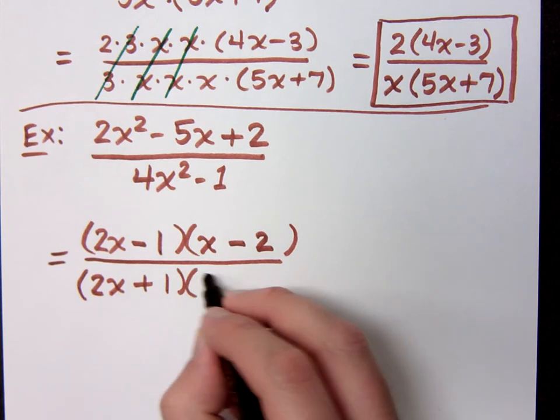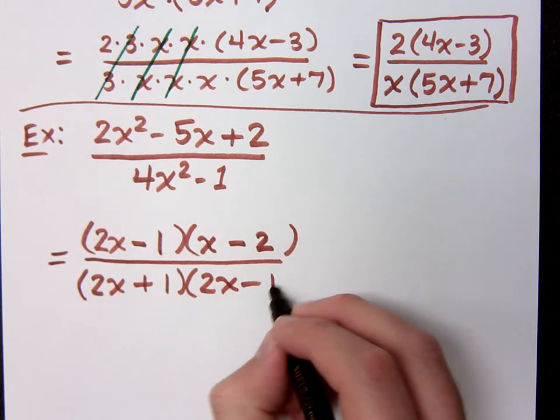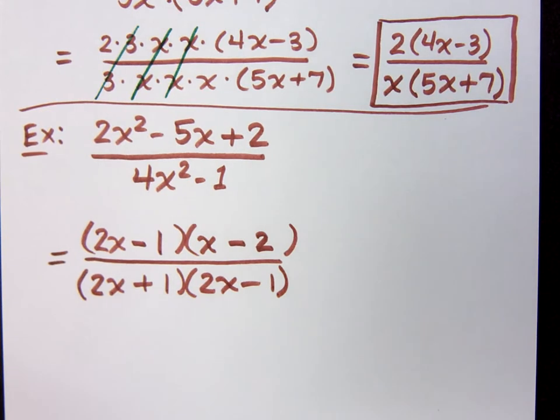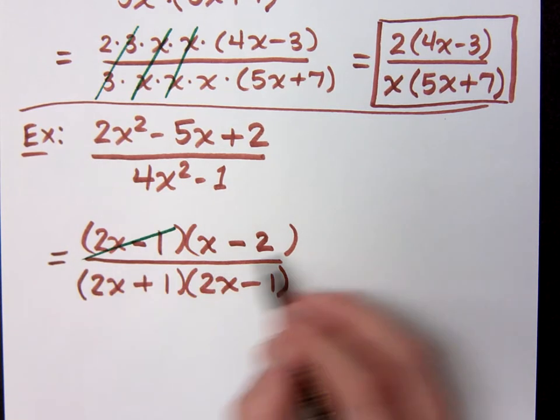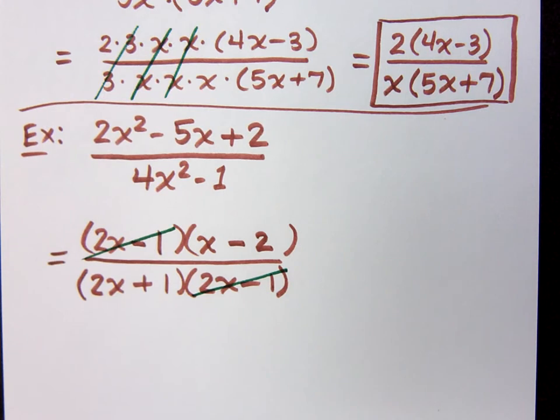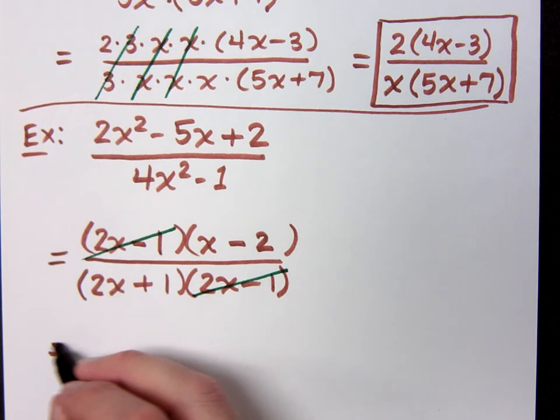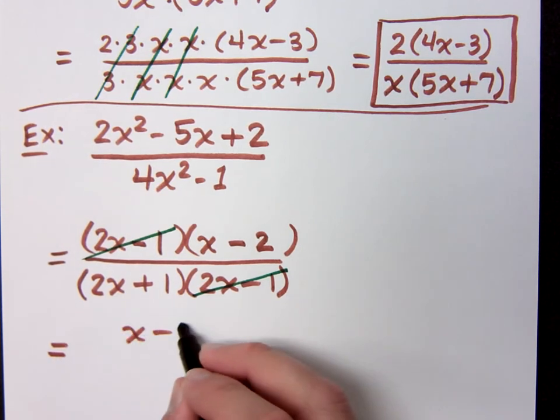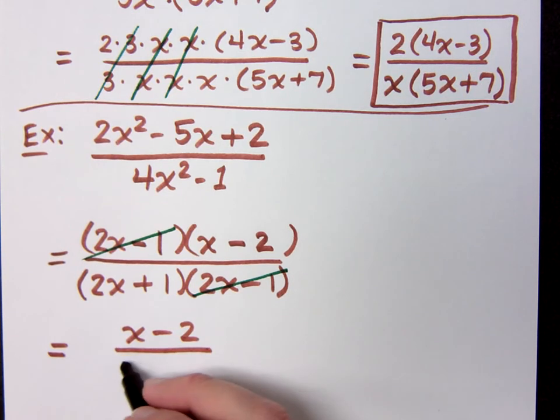2x plus 1, 2x minus 1 is the difference of squares. I told you I love the difference of squares. Then what do I do? The x minus 2 over 2x plus 1. So the 2x minus 1's cancel, right? And then I'm left with x minus 2 over 2x plus 1.